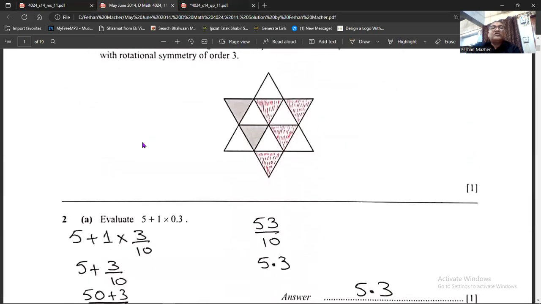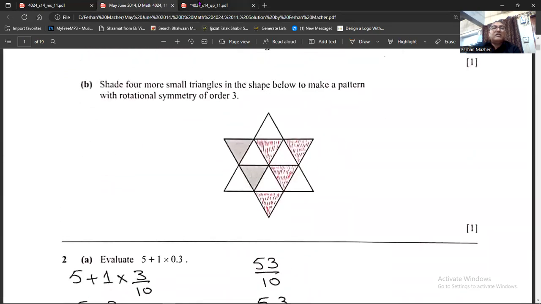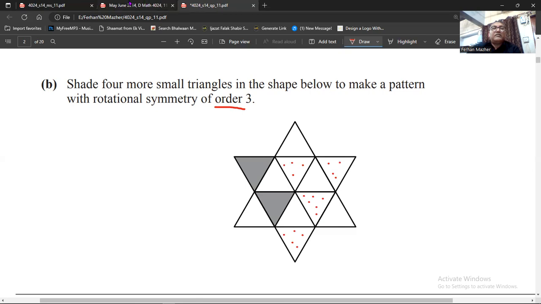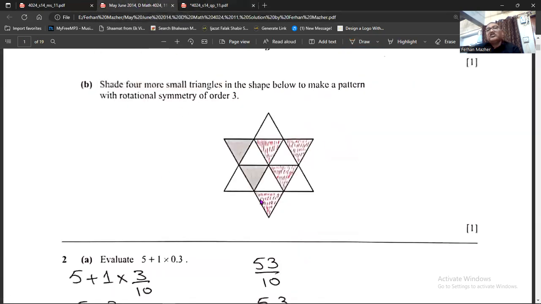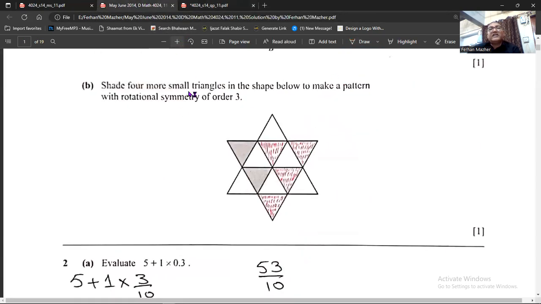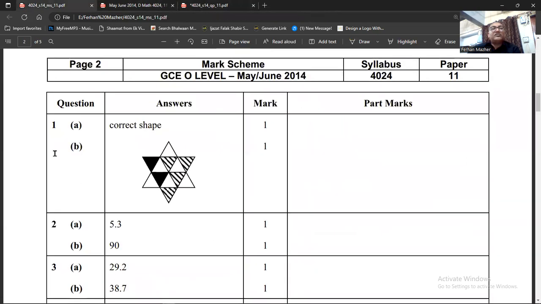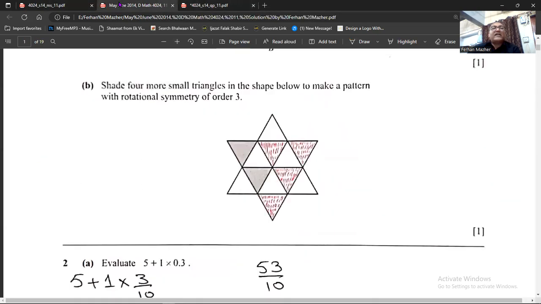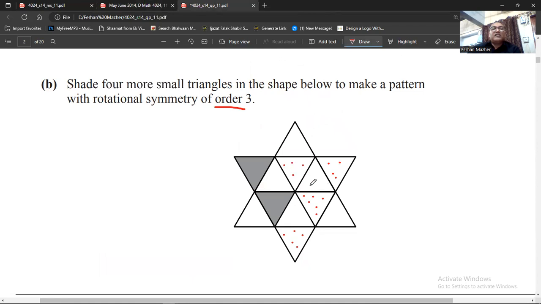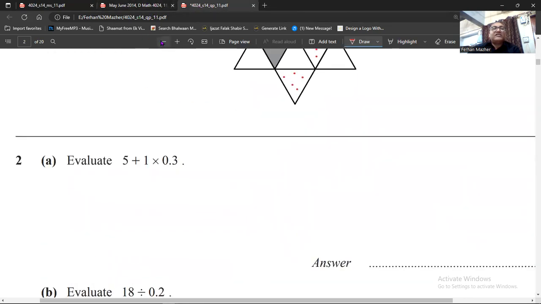So let me show you. This is the diagram. So this is how you will shade it. Let me increase the size and let me show you here. So our answers are right. You see 1, 2, 3, 1, 2, 3. So this is done. This is how this is done basically.